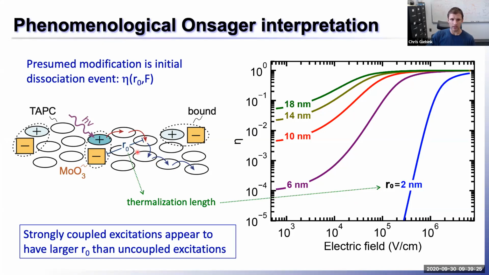When the initial thermalization length is very short, so the starting distance is very close to the counterion, there's a very strong electric field dependence in dissociation. And intuitively, for something that starts off farther apart, it's much more weakly dependent on the electric field. So if we view it through this lens, it suggests that the strongly coupled excitations appear to have a larger thermalization length than the uncoupled excitations, at least in this framework.